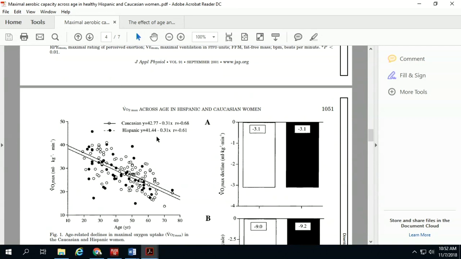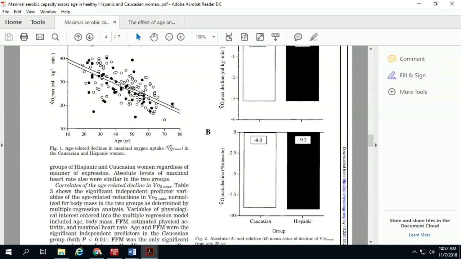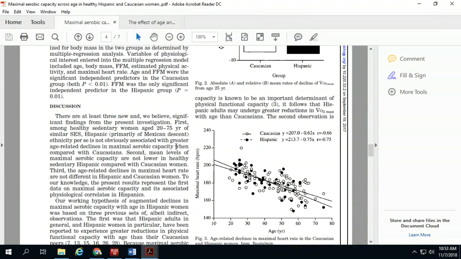So we would write for Caucasian women, heart rate Caucasian is 42.77. Oh, that's not the rate. That's oxygen uptake. Sorry. Here it is. Caucasian women is 207 minus 0.62x. Heart rate for Hispanic women is 213.7 minus 0.75x.